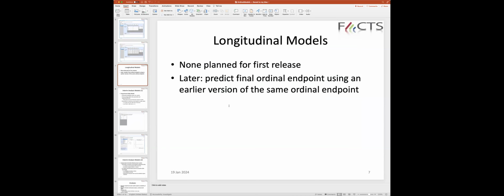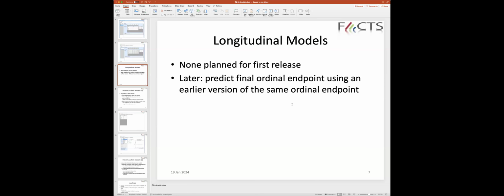I think I said we'd have a short discussion about longitudinal models, mainly because we're not planning to provide any in the first release of the Ordinal engine. We will in later releases plan to produce longitudinal models where you can predict the final ordinal endpoint using an earlier version of the same ordinal endpoint. So I mentioned the example of stroke. I think the standard primary endpoint in stroke is the 90-day modified Rankin scale.